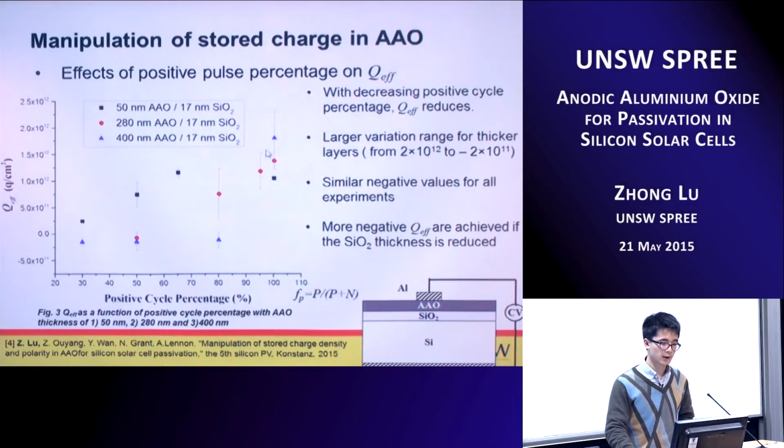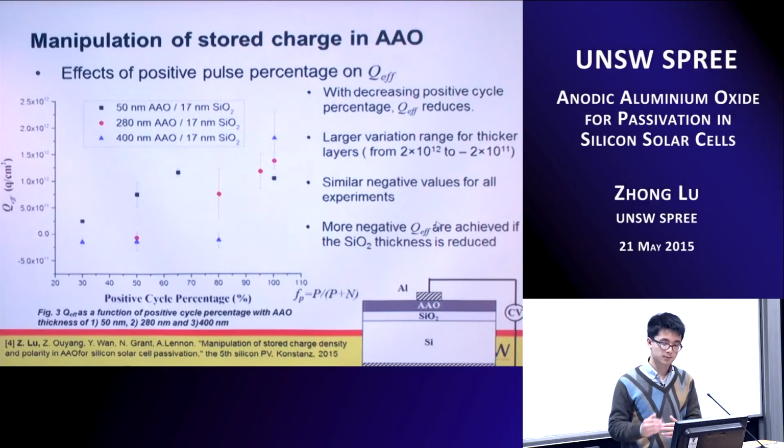And you can also see that with a thicker AO layer, you have a wider range where you can achieve. But looking at the minimum, the lowest stored charge for different combinations, they're actually quite similar. So this is the zero stored charge, neutral stored charge. In this case, I can only manage to get a slightly negative stored charge.